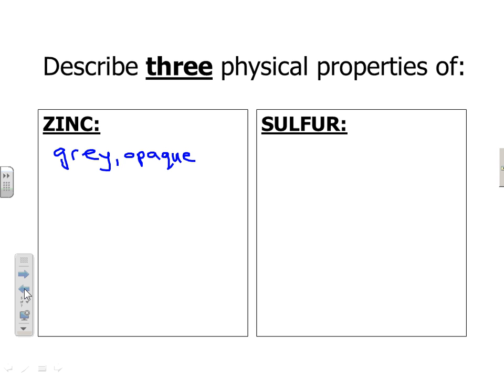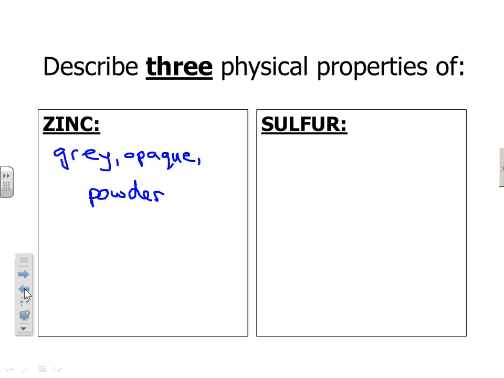I'm serious. That's one of my pet peeve words. I hate it. We like it? It's good? Opaque. And solid, powder, it doesn't matter. I'll put powder, because in this case it is powdered. I won't be that picky on a lab. If it's a powder and you write solid, hey, that's awesome. It's not that big of a deal.